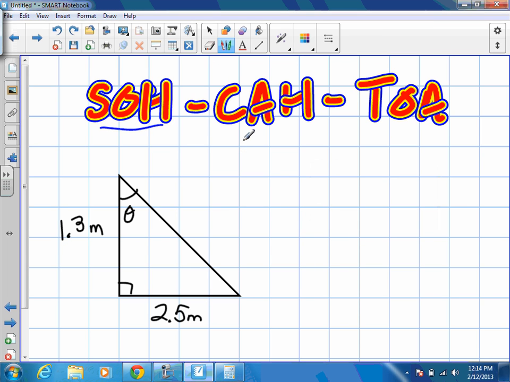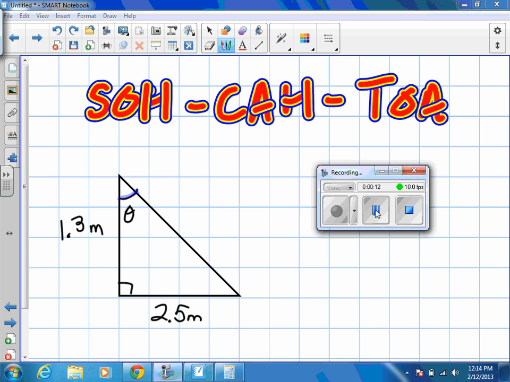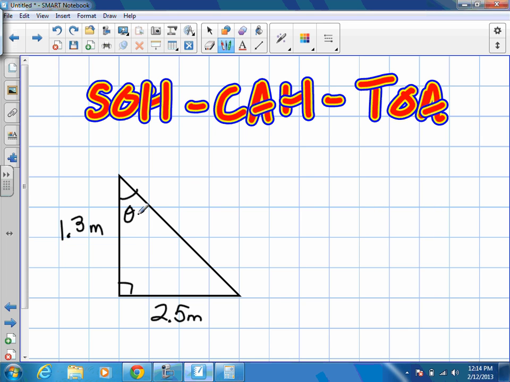In this question, we're going to focus on actually solving for an angle here. In the other ones, we were solving for sides. This one we're actually going to focus on solving for an angle. So this will be a little different than what we were doing before.